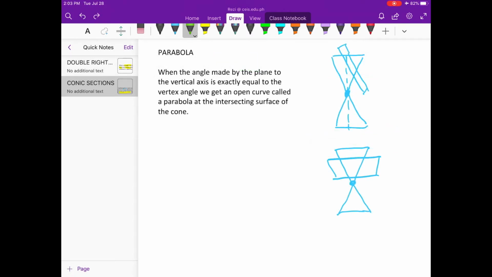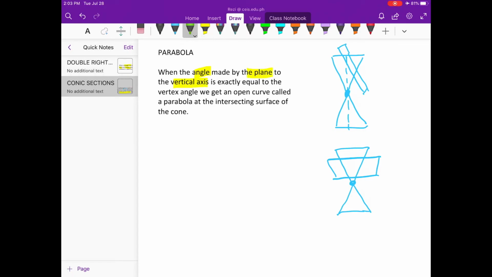The next type is called the parabola. When the angle made by the plane to the vertical axis is exactly equal to the vertex angle, we get an open curve called a parabola at the intersecting surface of the cone. So let's highlight the words angle, plane, and vertical axis.